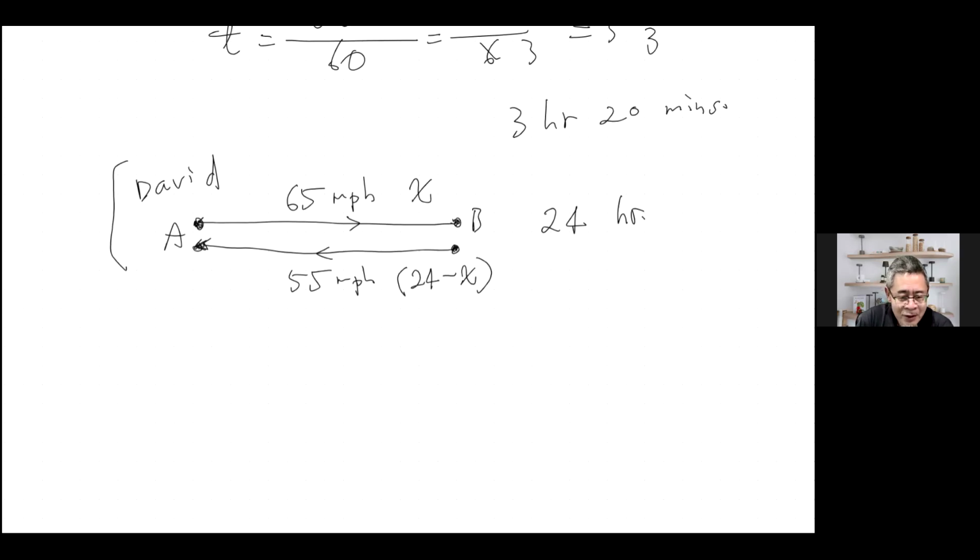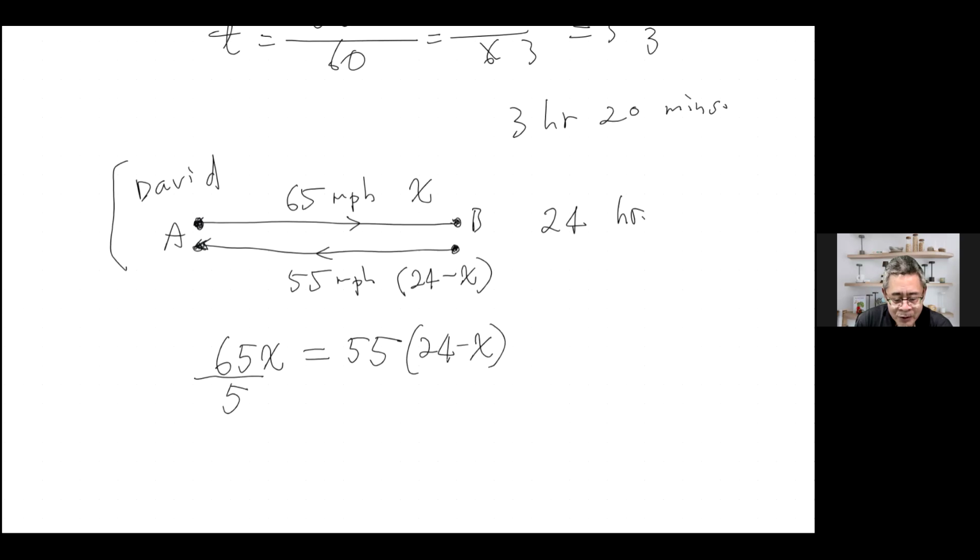So now the distance from A to B, we know, is speed times time. So it's 65 times X. The other side, speed is 55, and the time is 24 minus X. Now we can just do distribution right away, or something that makes life a bit easier is to know that 65 is a multiple of 5, 55 is also a multiple of 5. So we can just divide 5 on both sides.